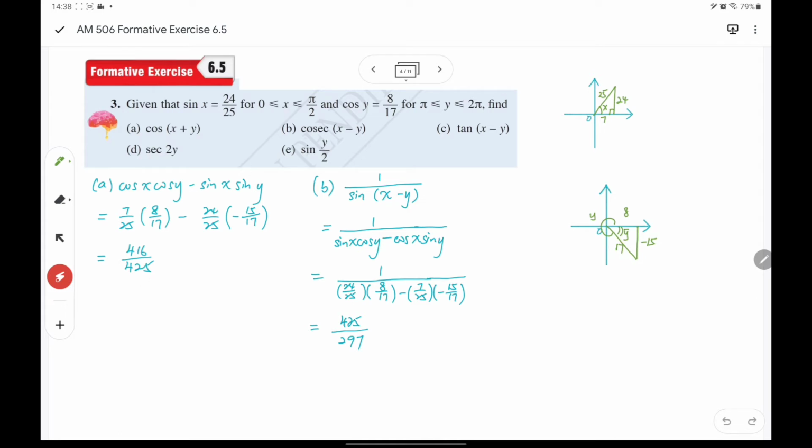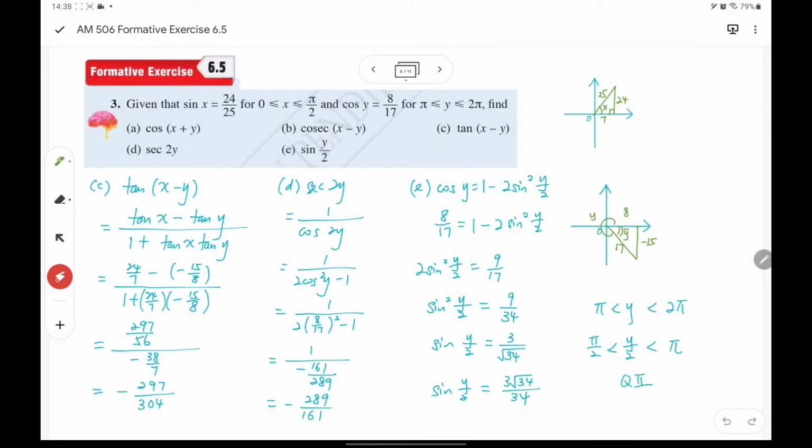B, cosecant x minus y. Which is 1 over sine x minus y. So expand with the sine addition formula. We have sine x cosine y minus cosine x sine y. So 1 over sine x 24 over 25 cosine y 8 over 17 minus cosine x, which is 7 over 25, and sine y, which is negative 15 over 17. So after simplifying everything, we get 425 over 297.